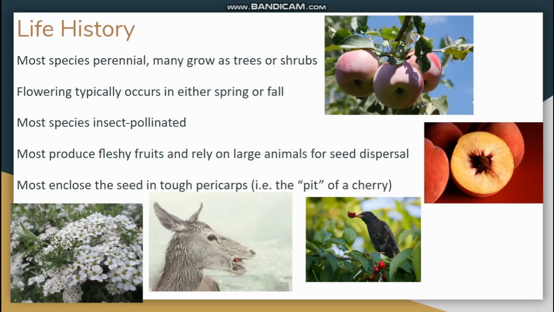And it's useful for passing through the digestive tract of an animal unharmed. The rosaceous fruits rely heavily on various animals, such as deer and bears and birds and humans, to eat the fruit and pass the seeds on through their waste products along the ground as they move about to move the seed from point A to point B. So this is the typical life history of the Rosaceae.